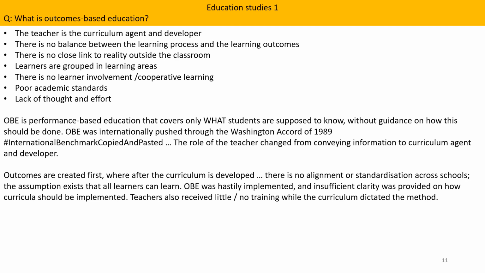OBE is performance-based education that covers only what students are supposed to know without guidance on how this should be done. OBE was internationally pushed through the Washington Accord of 1989. The role of the teacher changed from conveying information to curriculum agent and developer. Outcomes are created first, where after the curriculum is developed. There is no alignment or standardization across schools. The assumption exists that all learners can learn.